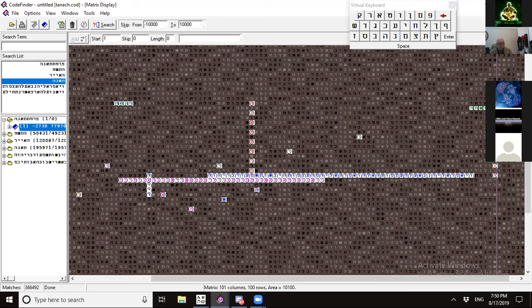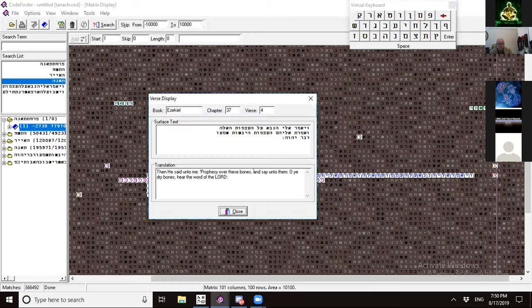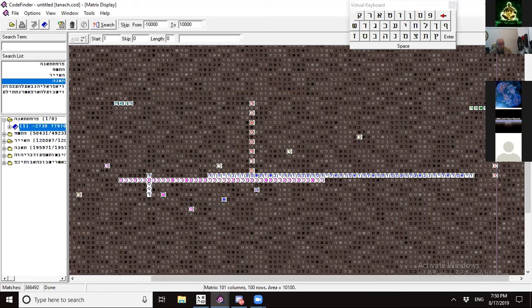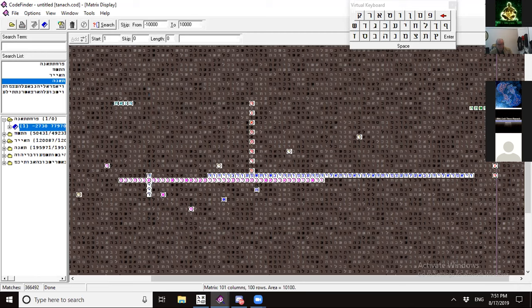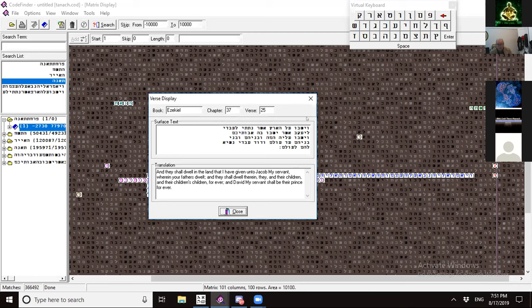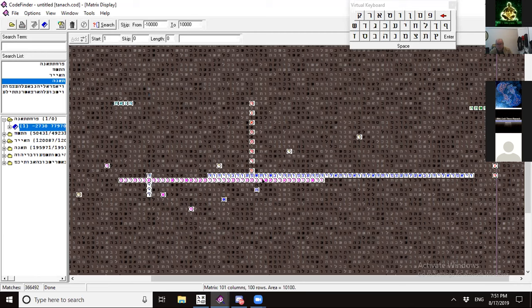Underneath the access term right here, you have the valley of the dry bones. "Said unto me, prophesy over these bones, and say unto them, O ye dry bones, hear the word of Yahuwah." This is Ephraim and Judah coming together. Right beneath it, verse 25: "They shall dwell in the land that I have given unto Jacob, my servant, wherein your fathers dwelt, they shall dwell therein, they and their children and their children's children forever. And David, my servant, shall be their prince forever." I thought that was pretty significant.